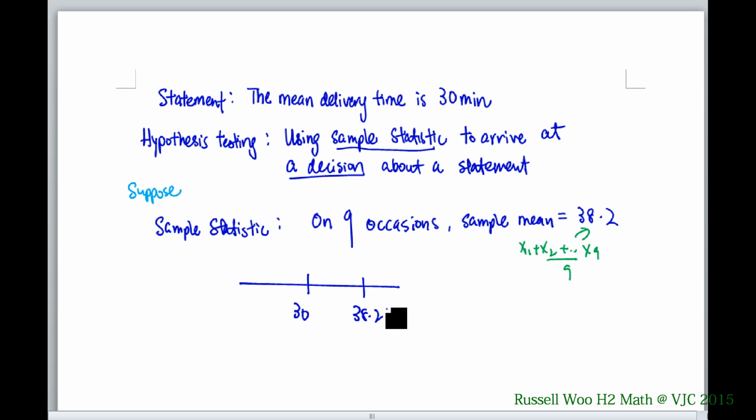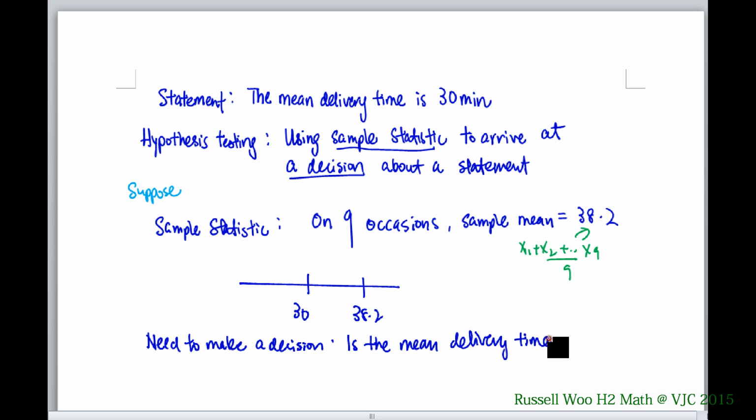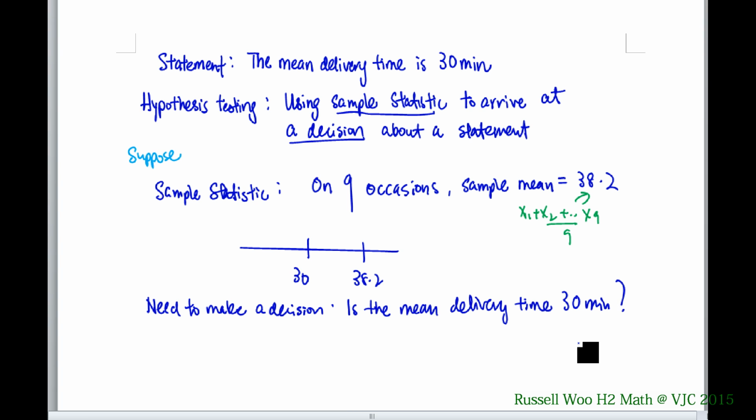We need to make a decision. Ask yourself, I collect this, then my sample mean is this. This is the statement. We need to make a decision. To make a decision, alright? Is the mean delivery time 30 minutes? Correct? We need to make this call.